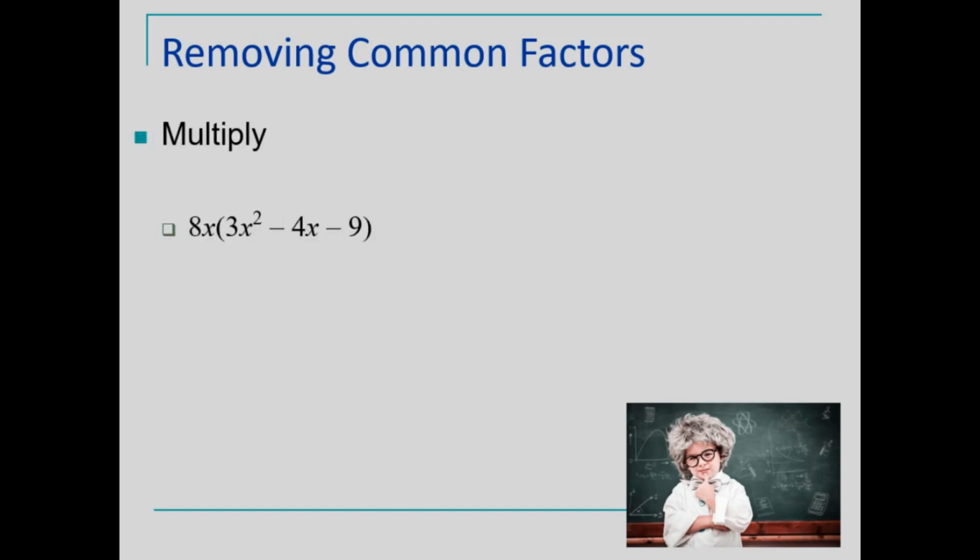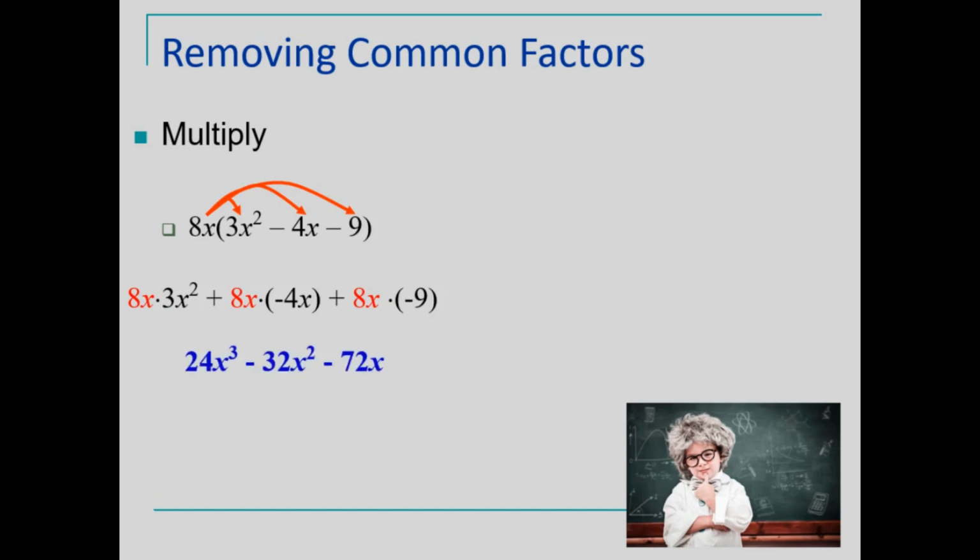Another example for using the distributive law in both directions starts with this product. The factors are 8x and the trinomial shown. Using the distributive law of multiplication over addition, where each term is multiplied by 8x, results in the following, and simplifying, 24x to the third power minus 32x squared minus 72x.